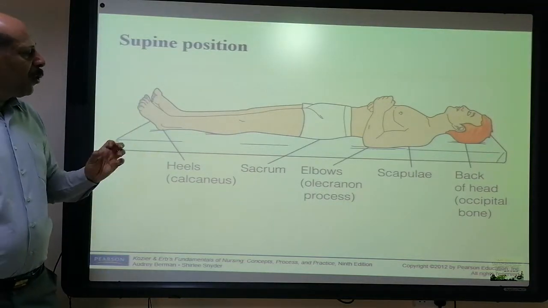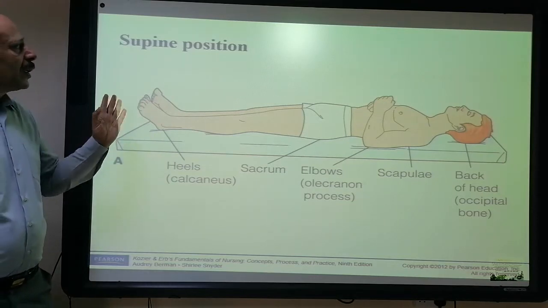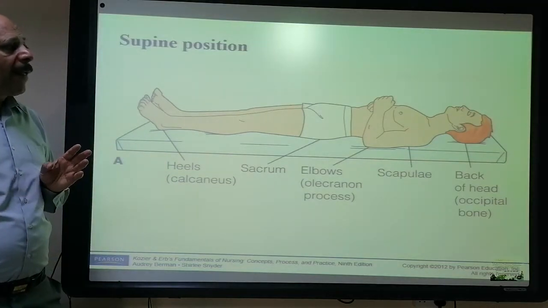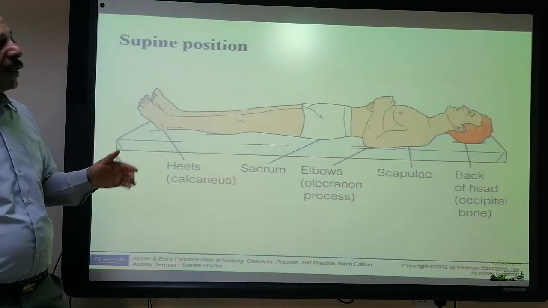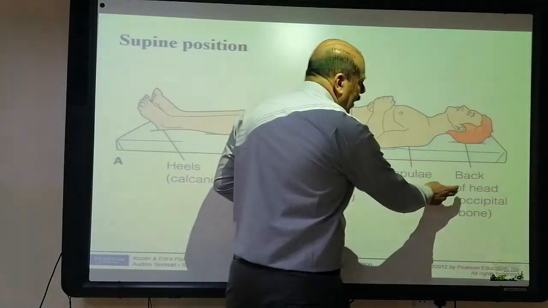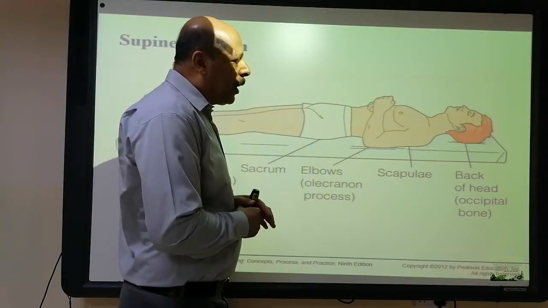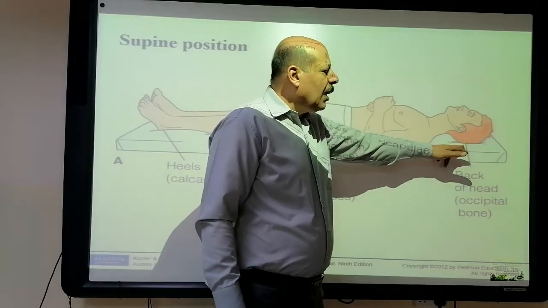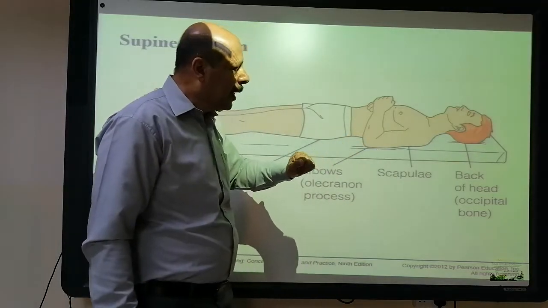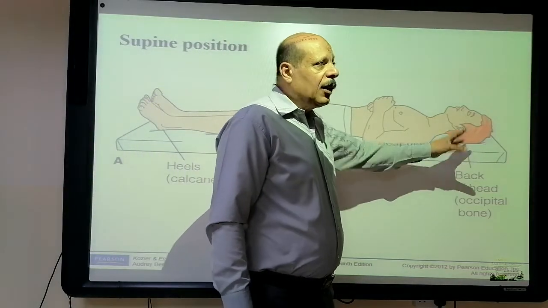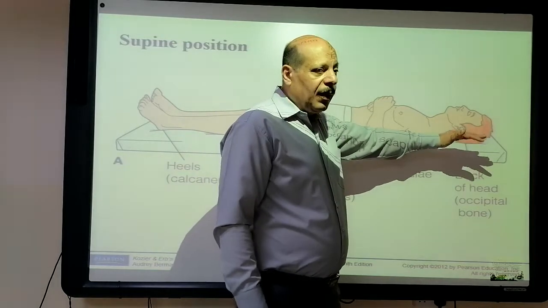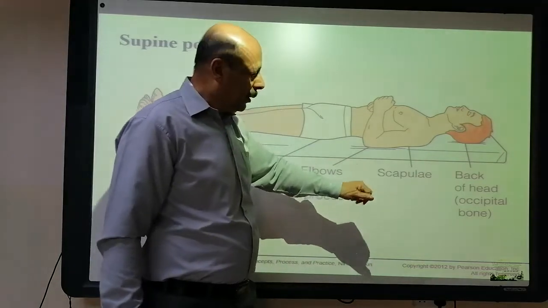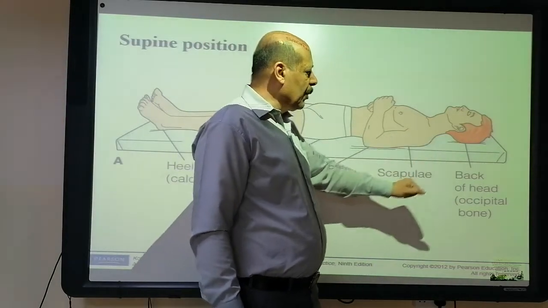About the areas which are more prone to pressure sore in a supine position. When the client is in a supine position, he will be prone to bed sore in the back of the head, the occipital bone. So in this case, we have to check for bed sore on the back of the head. We have to support the head with some soft pillow in order to avoid the formation of bed sore.